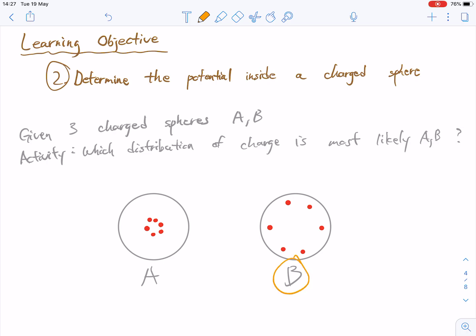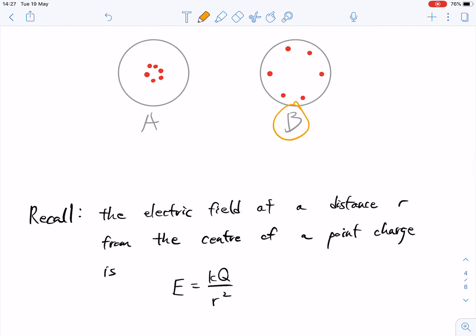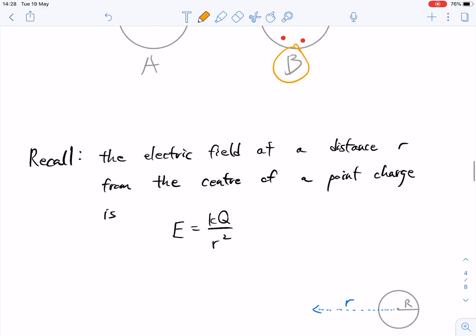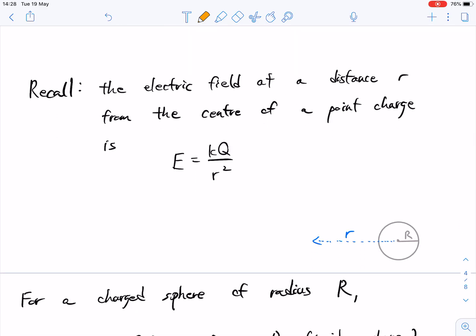As you probably know, like charges want to repel each other, so they definitely want to be as far away from each other as possible. If you were these positive charges, you'd want to be as far from each other as possible. So B is definitely the correct answer. What we do know then is that for a conducting sphere, the charges are located on the surface of the sphere. A quick recall: the electric field is kq over r squared.